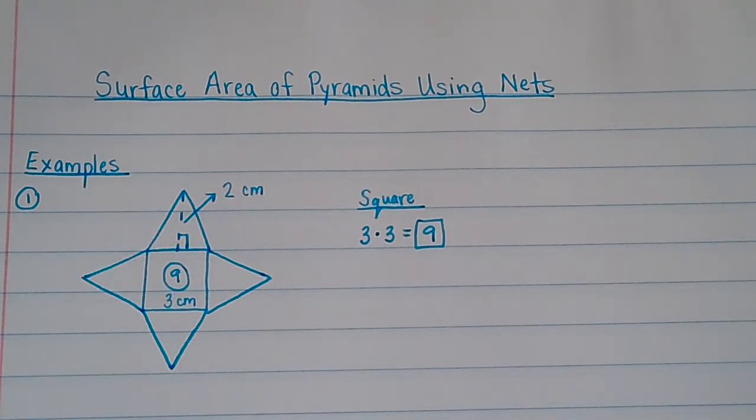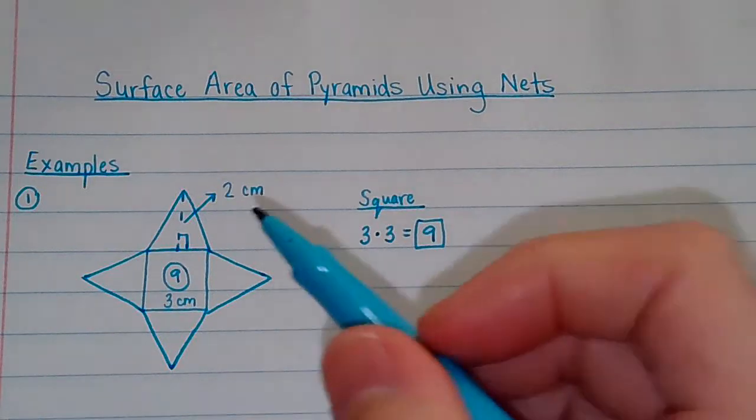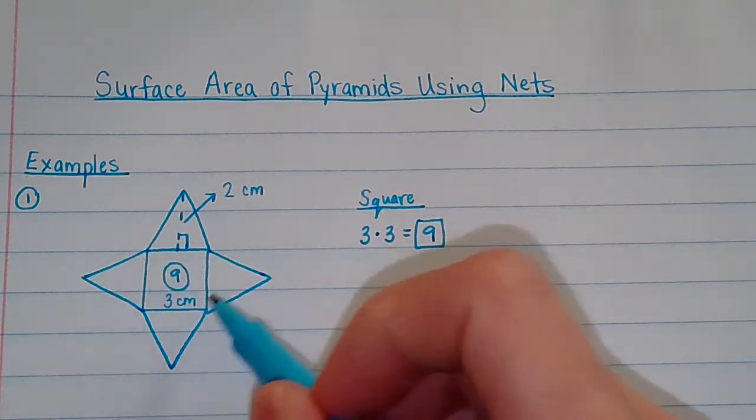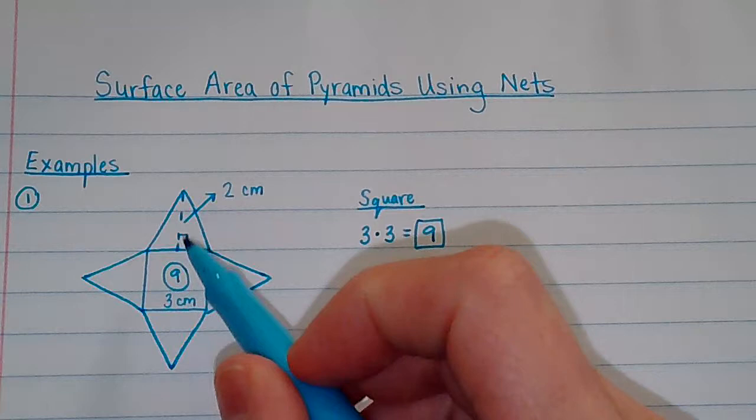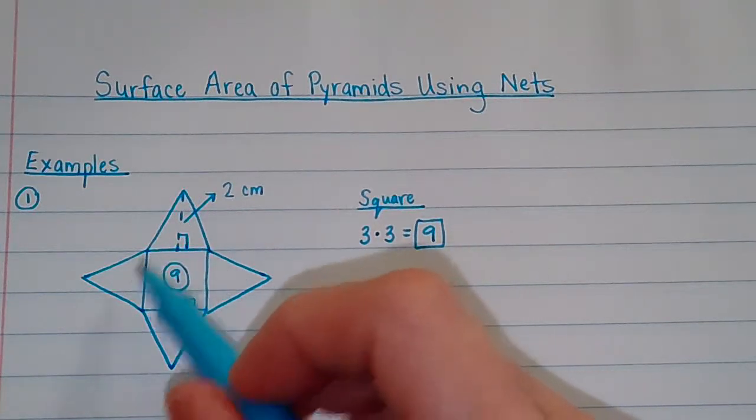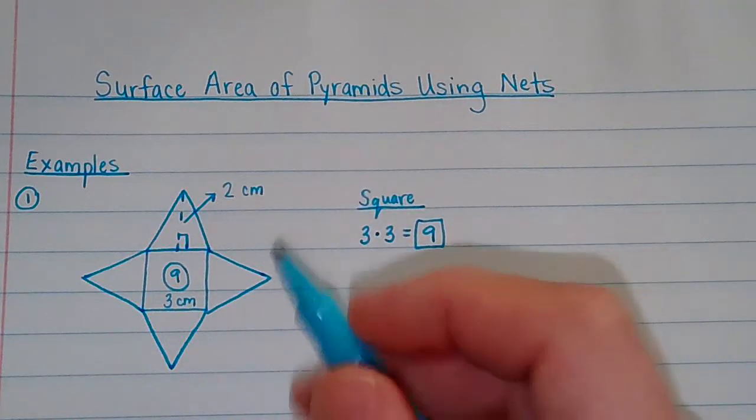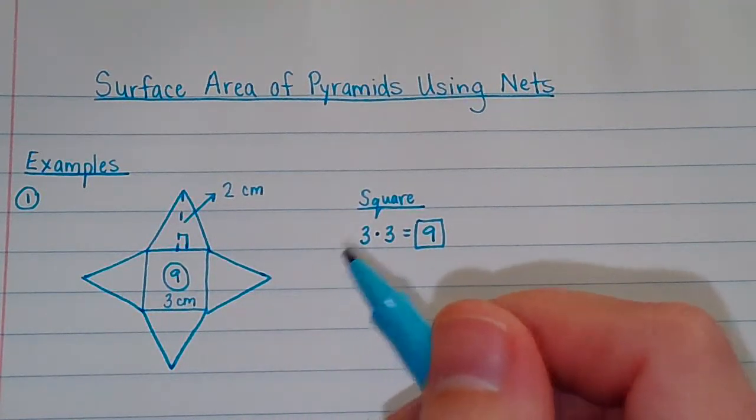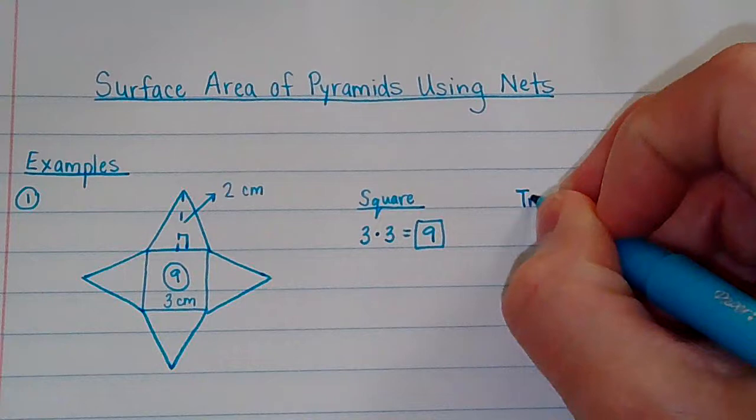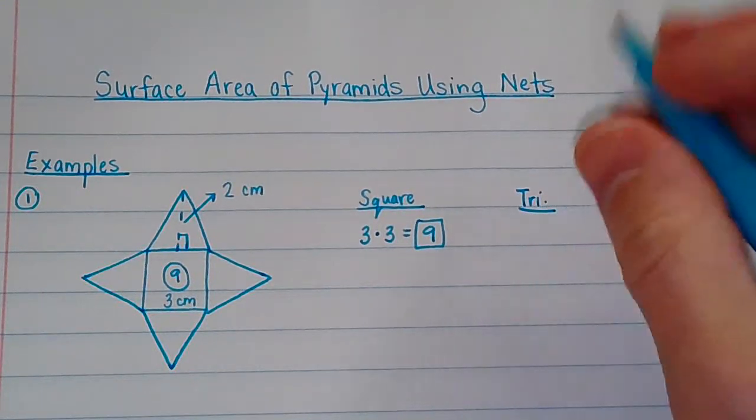And now I've got my 4 triangles. Now, what's really nice about square pyramids is, first of all, the square is easy to find because it's just length times width. But then, since it's a square, that also tells you that all 4 triangles are going to be the same too. So you just have to find one triangle and then you've got it for all 4. So remember, for a triangle, it's base times height divided by 2.